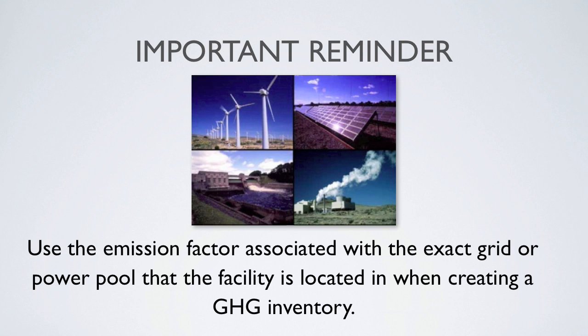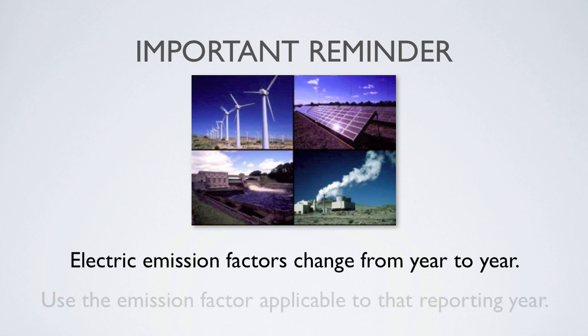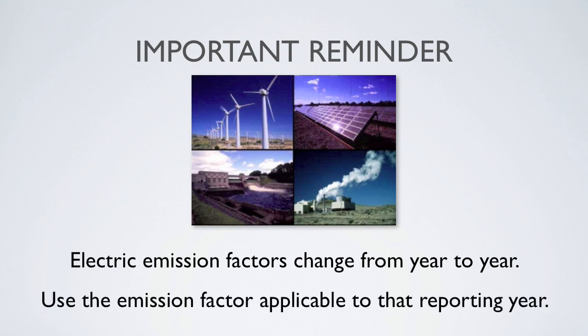And as utilities make alterations to their fuel mix and new power generation comes online, more and more renewables are also being deployed, so the electric emission factor changes from year to year. So, whether you are reporting consumption at a facility from a specific utility, or consumption of an entire organization on a national level, try to use the emission factor applicable for that reporting year.